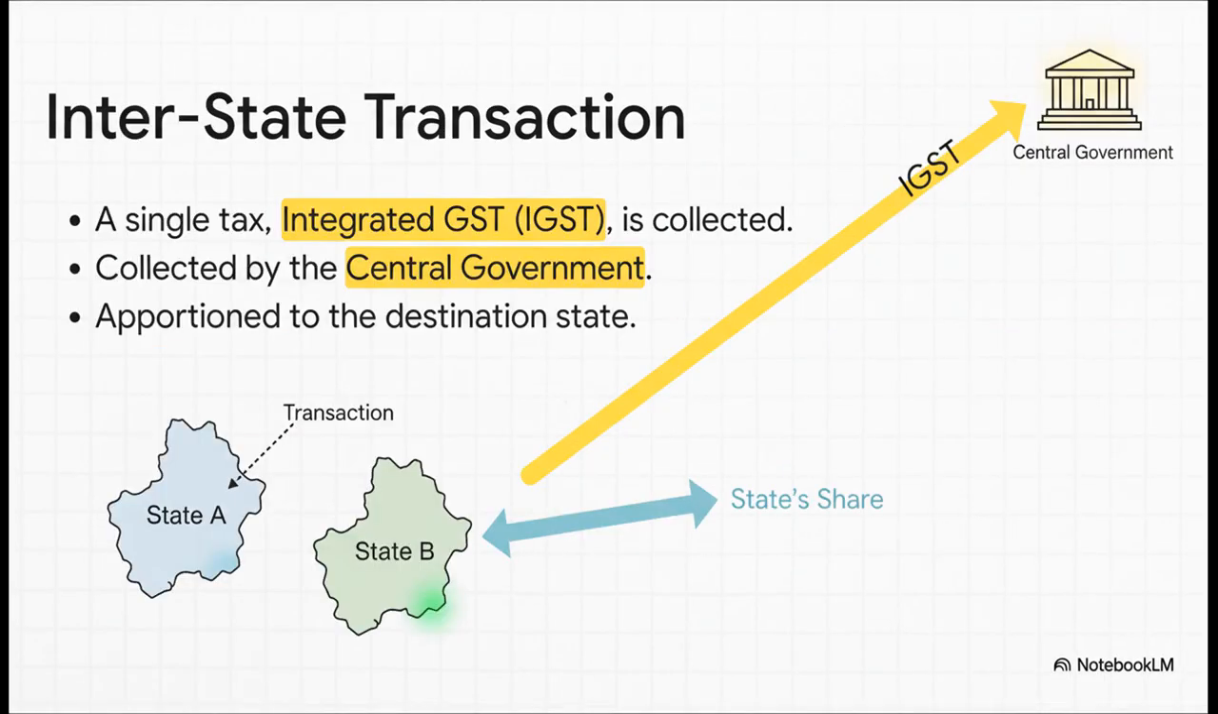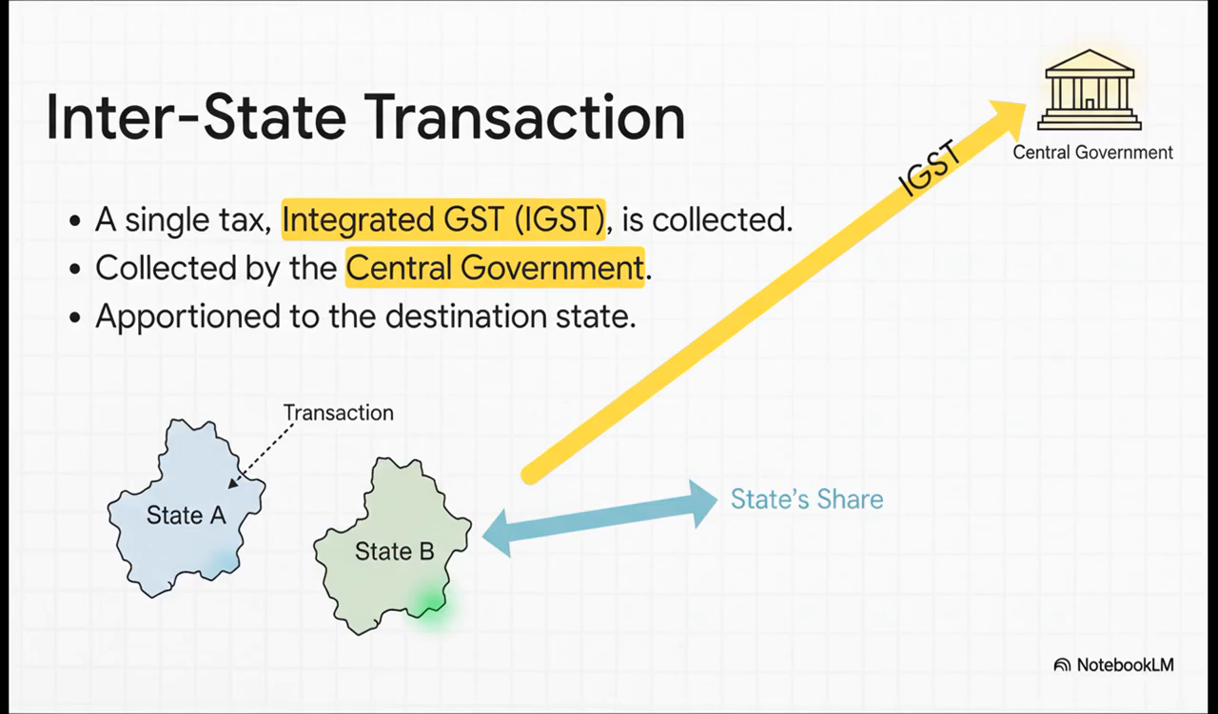But things get different when a transaction happens between states. Here, the seller charges just one tax, Integrated GST, or IGST. Now, the central government collects all of this tax up front. Then it sends the state's portion over to the government of the destination state.